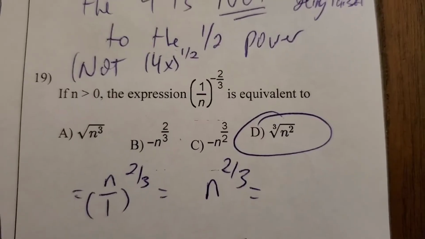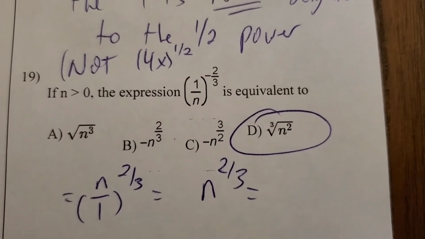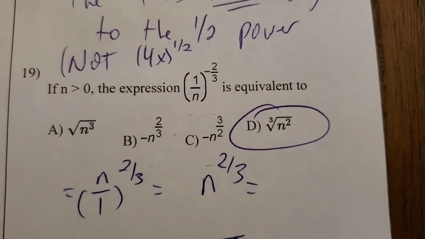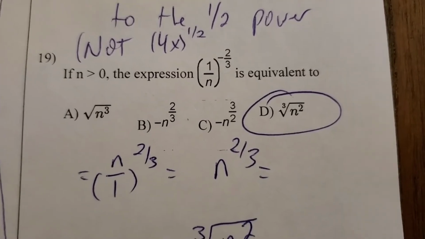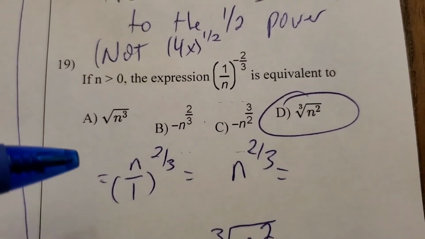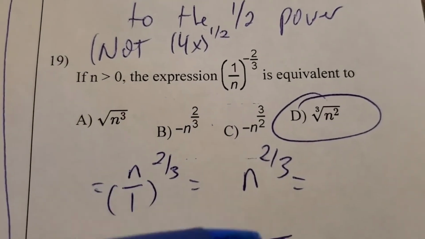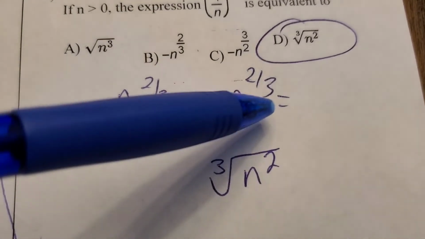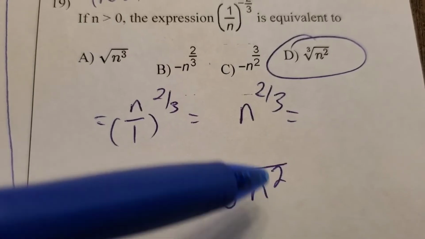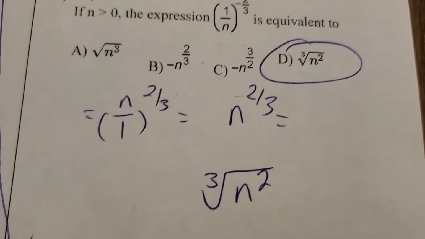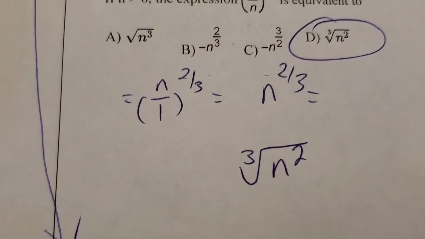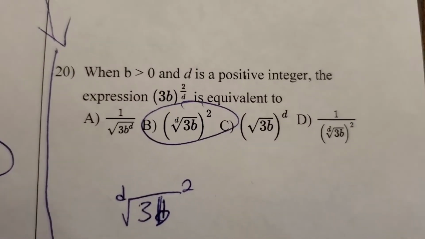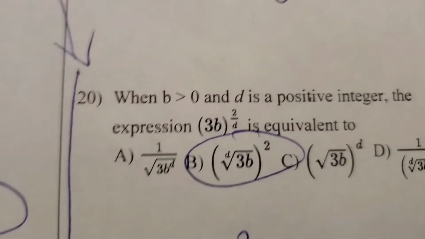So just be careful. For number 19, 1 over n to the negative 2/3 power. Well, let's take care of that negative first, and we take the reciprocal. It becomes n over 1 to the positive 2/3 power, and then we just put that in radical form. The denominator becomes the index, and that numerator becomes the exponent, so that's why it is the cube root of n squared.